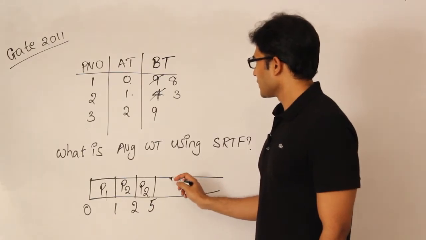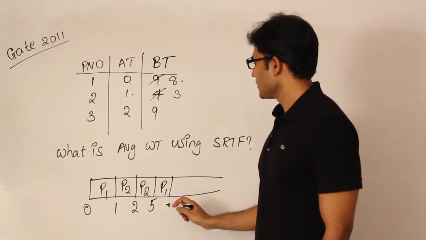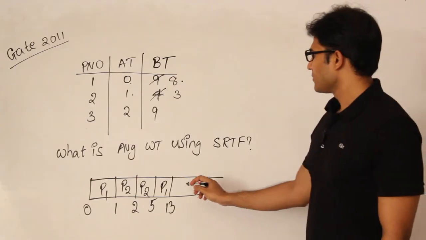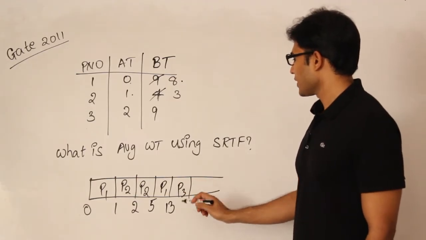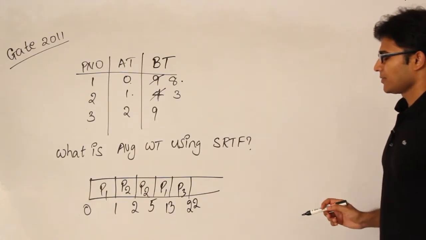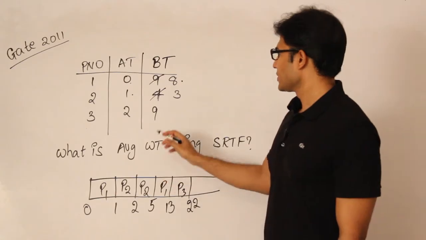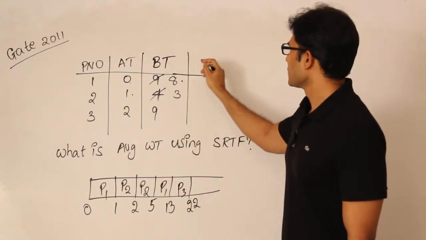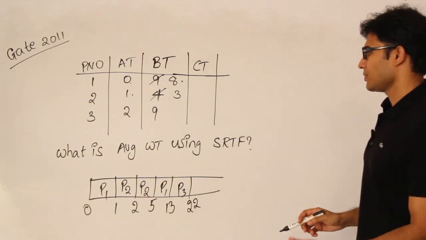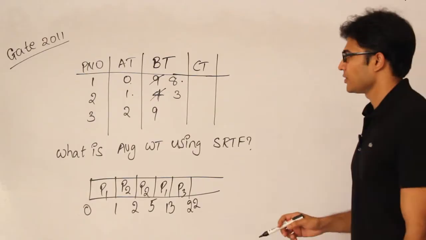And what about the next one? P1. P1 will run for 8, therefore it is going to be 13, right? And then P3 will run for 9, therefore it will be 22, right? Fine. Now once you have finished it, you can write the completion times here. They are asking about the average waiting time, so you have to find out the completion time, then the turnaround time, then the waiting time, right?